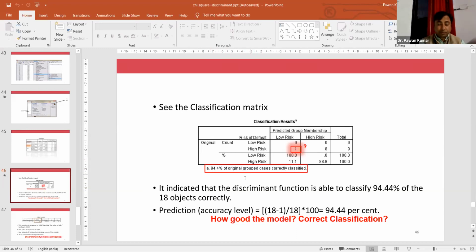So how good is the model? For correct classification, you will take more than 90%, or more than 80%. This is a good indicator that the model is good. This will tell you whether the model is good or not at classifying.